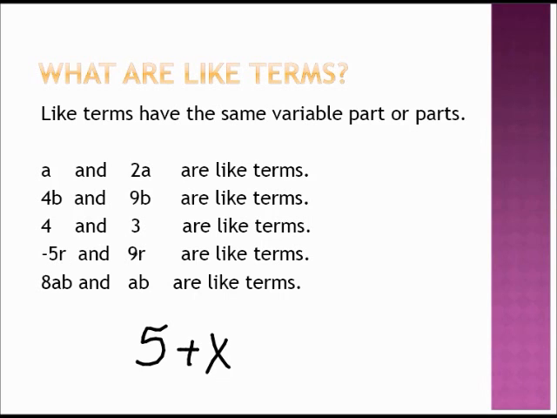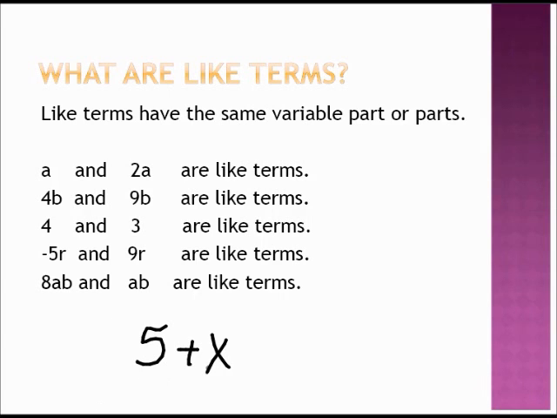Negative 5R and 9R are like terms. They have the same letter combination. So whether it's positive or negative, whatever the number is, it means nothing when it comes to like terms. You're looking at the letter combination. Here we have 8AB and AB. They are like terms because they have the same letter combination.